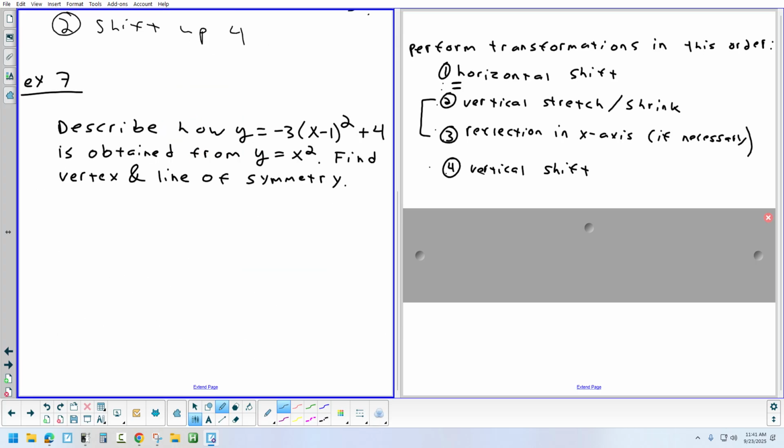Let's do this one. So they want us to describe again and then find the vertex and line of symmetry. Okay, how many transformations are in this one? Yeah, 3. Can you tell me what you're looking at that's telling you it's 3? There's the +4. Plus 4, that's 1. The -1, which would move it over. That's 2. And then the -3, wouldn't that be its own thing?